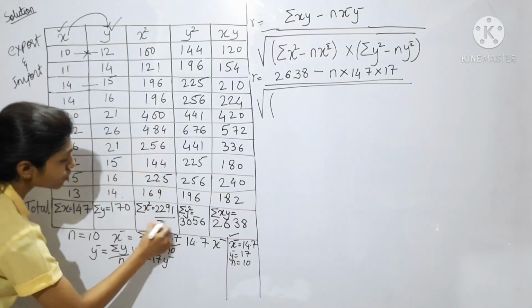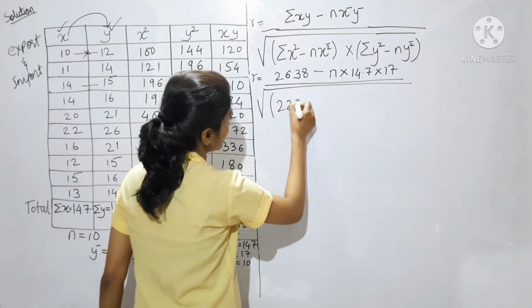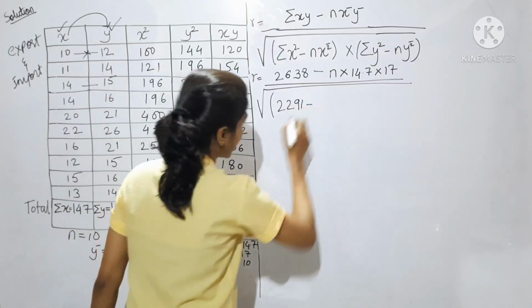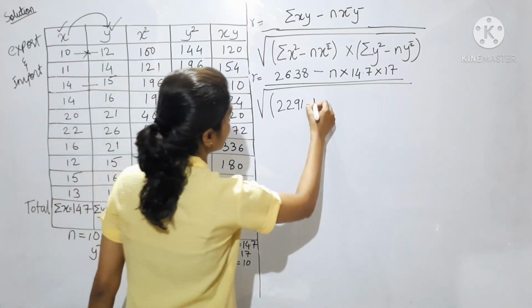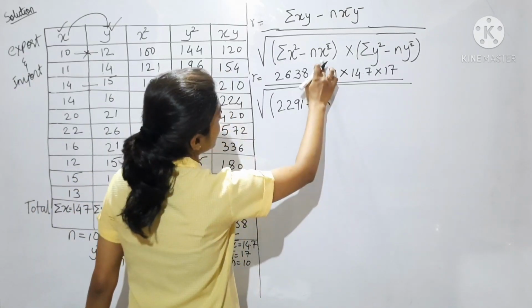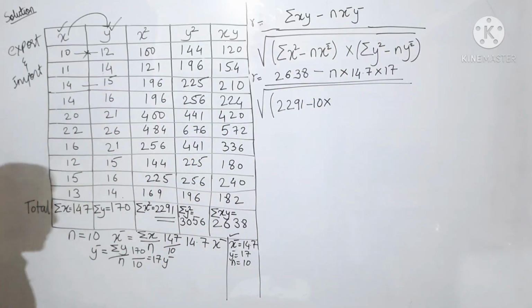Summation of x square is 2291. Okay, 2291 minus again n. n is 10, multiplied by x bar square. X bar square.